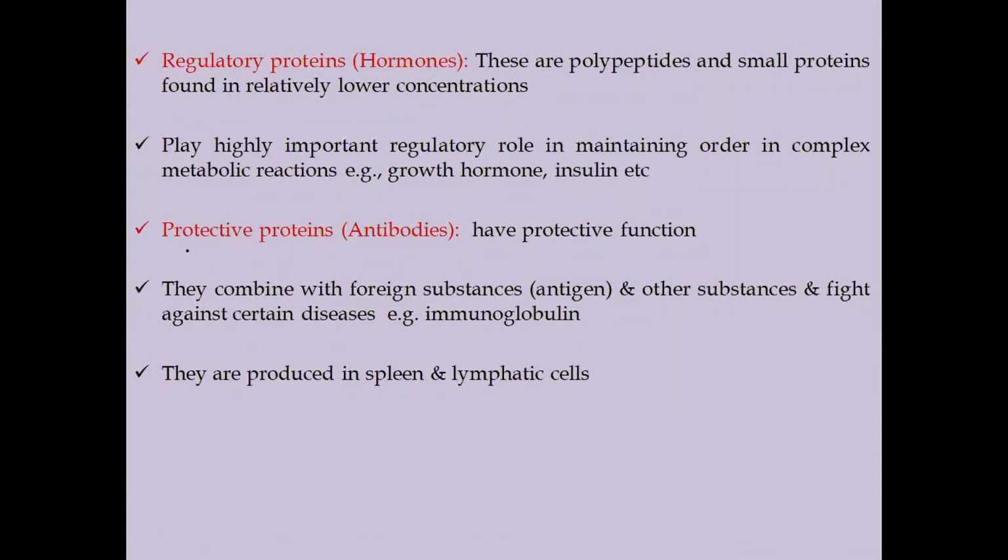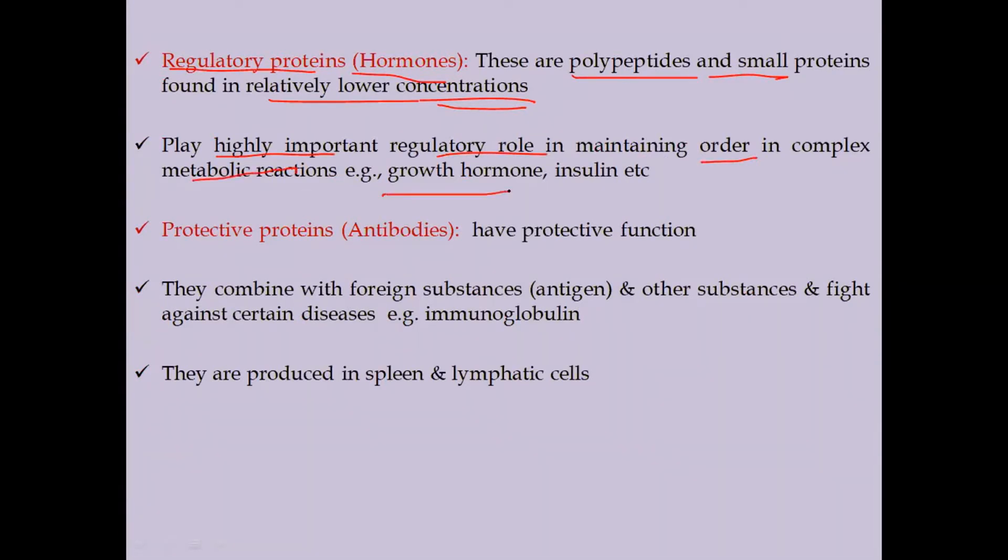The next type is regulatory proteins, which are also known as hormones. These are polypeptides and small proteins found in relatively small concentrations, but they play a highly important regulatory role in maintaining order in complex metabolic reactions.